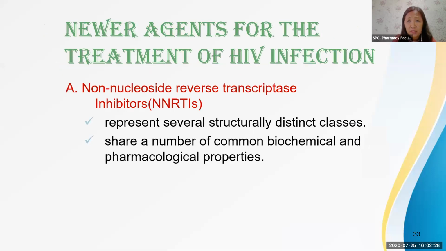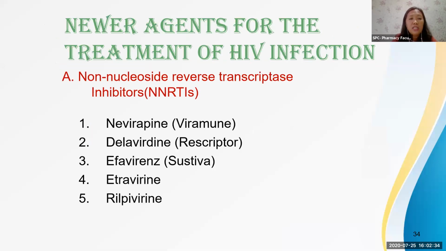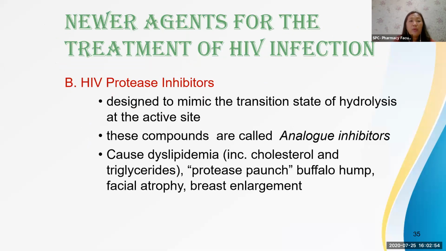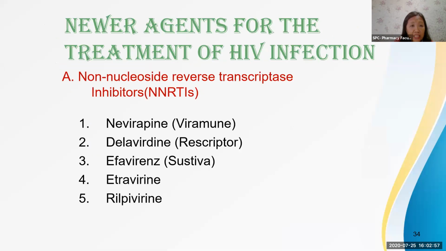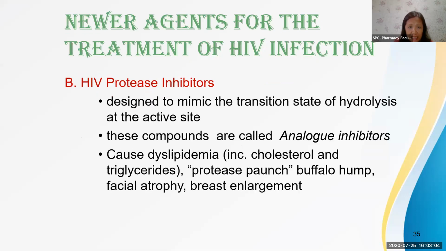Then you have newer agents for the treatment of HIV. The NNRTIs are the newer agents. These are the drugs that are used. We use these for HIV infection. As I mentioned earlier, those who are HIV positive must undergo therapy so the disease does not progress to AIDS. Then the protease inhibitors. They are specific: one class inhibits reverse transcriptase, while this one inhibits protease. It depends on the target. The downside of this one is that it causes dyslipidemia. It will increase the cholesterol and triglycerides of the patient taking the medication.